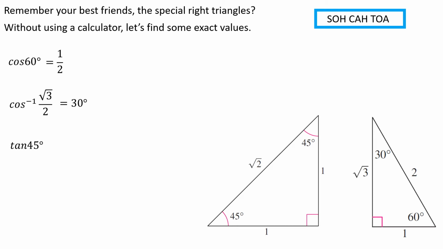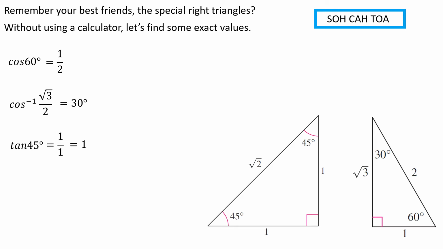Tangent of 45 degrees. Well, let's go stand at a 45-degree angle. Opposite is 1. Adjacent is 1. Tangent is opposite over adjacent, so I've got 1 over 1. Of course, 1 over 1 simplifies to be 1.